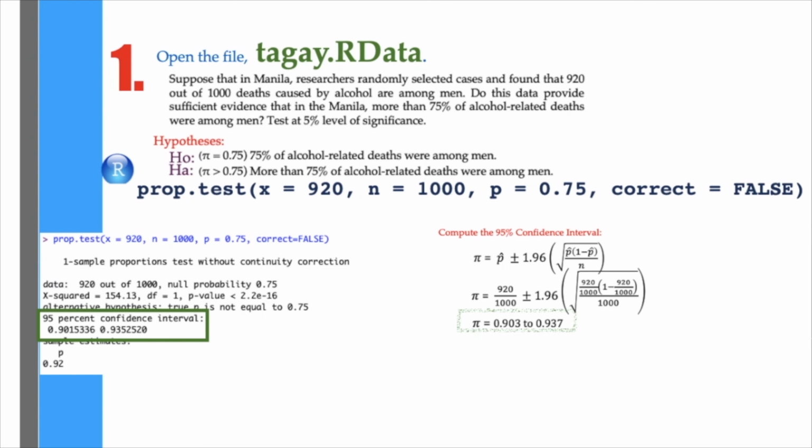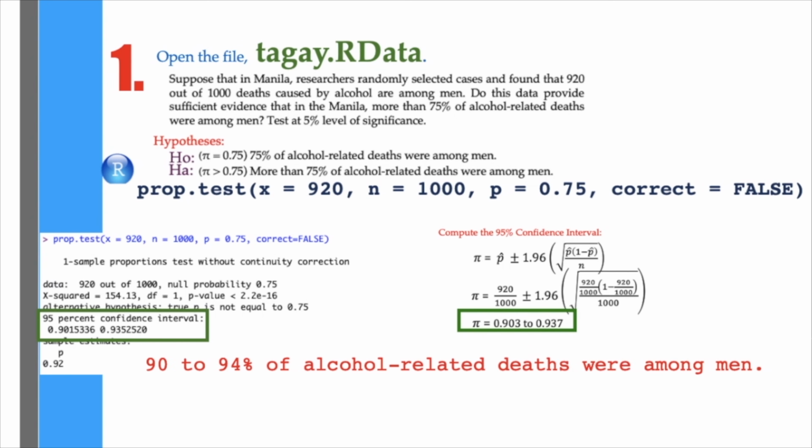Although that's just very close, we did not exactly reach the value generated by R. At least when rounded off to the nearest whole number when expressed in percent, it's also equal to 90 to 94%, which indicates that at 95% confidence interval, 90 to 94% of alcohol-related deaths were among men. And again, since this does not contain the value under the null hypothesis, that's why we rejected the null hypothesis.